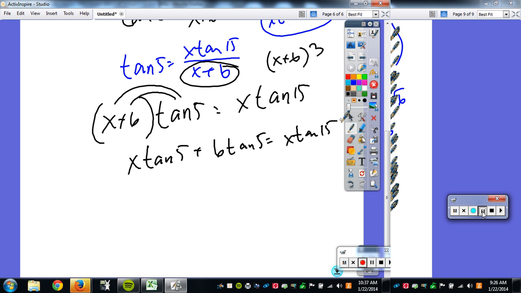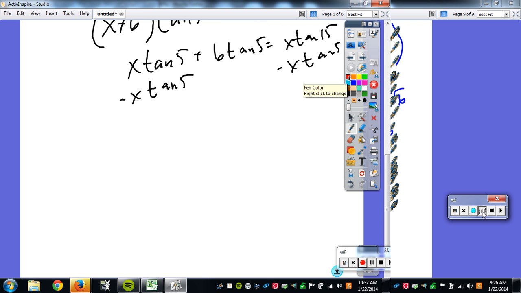Now, notice, ladies and gentlemen, if this was 2x plus 7 equals x, what would you do? You'd get everything with an x on one side, wouldn't you? Same idea. I'm going to go ahead and subtract x tangent of 5. Are they alike? Can I add those together? Tangent of 5 and tangent of 15, you can't add those together. So I am here. 6 tangent of 5 equals x tangent of 15 minus x tangent of 5.